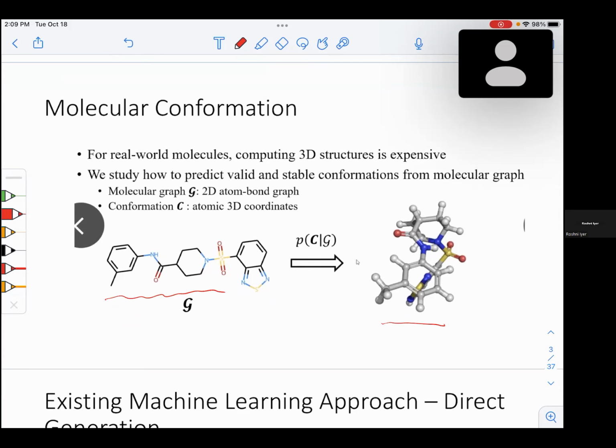Just curious, when we put the coordinates for each atom, how do we choose the origin point?